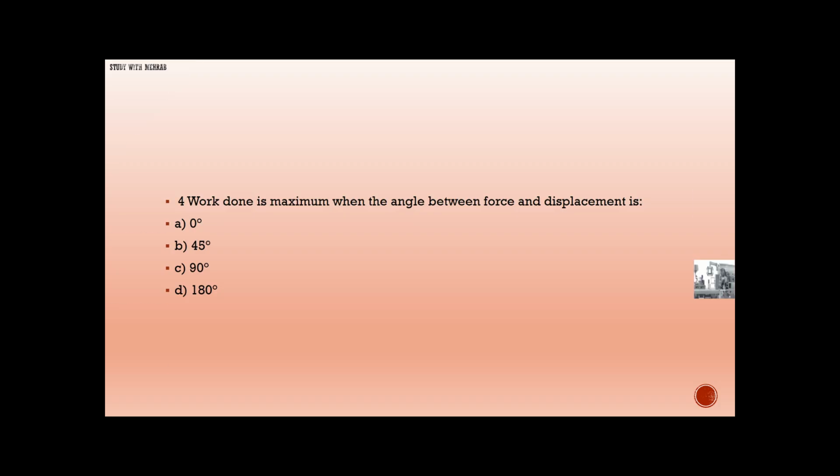Work done is maximum when the angle between force and displacement is 0 degree, 45 degree, 90 degree, or 180 degree? So the answer is 0 degree, because work is equal to force times displacement times cos theta, maximum when theta is equal to 0 degree.